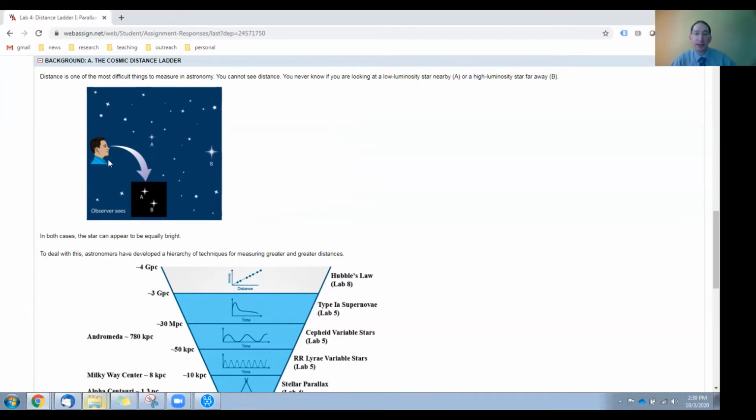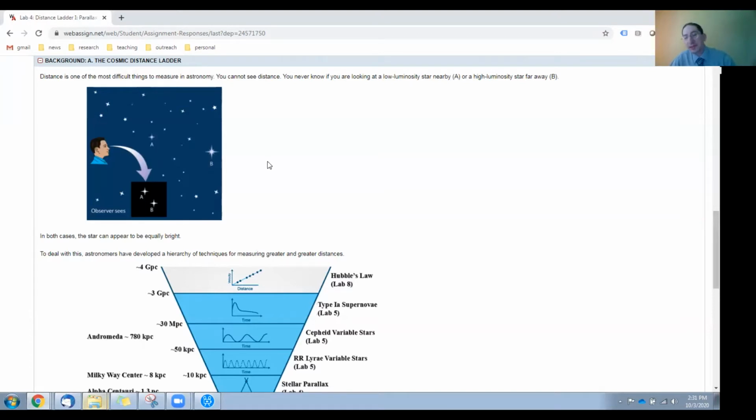For example, the person in this figure sees stars A and B to be the same brightness, but that does not mean they're the same distance away. In this case, star A is closer, but lower luminosity, and star B is farther away, but higher luminosity. And because of that, they appear to be the same brightness, but again, they're not the same distance away. You can't just see distance.